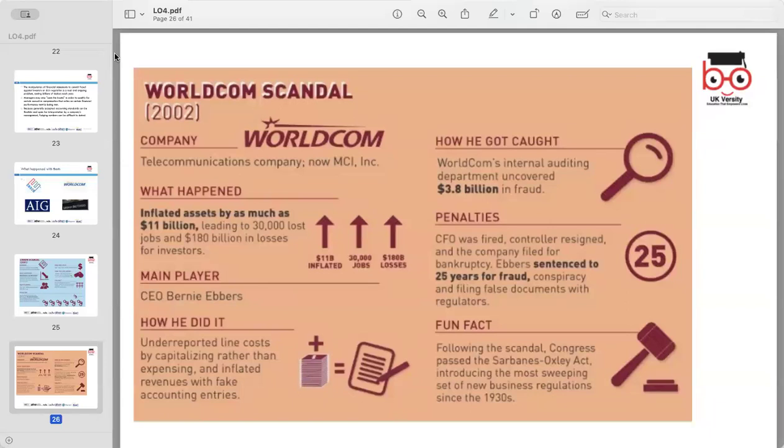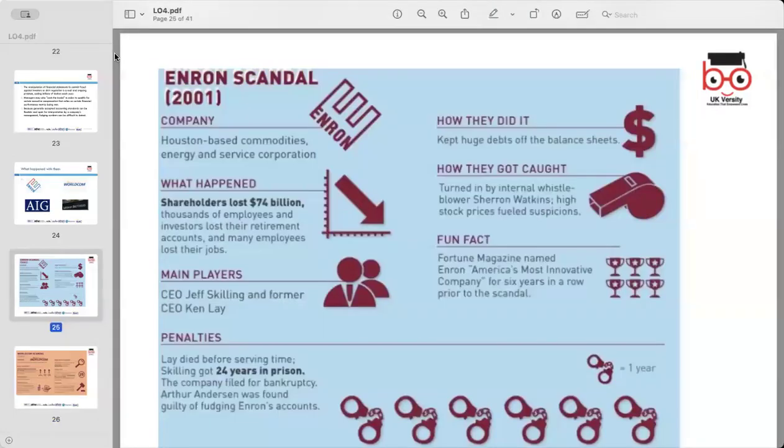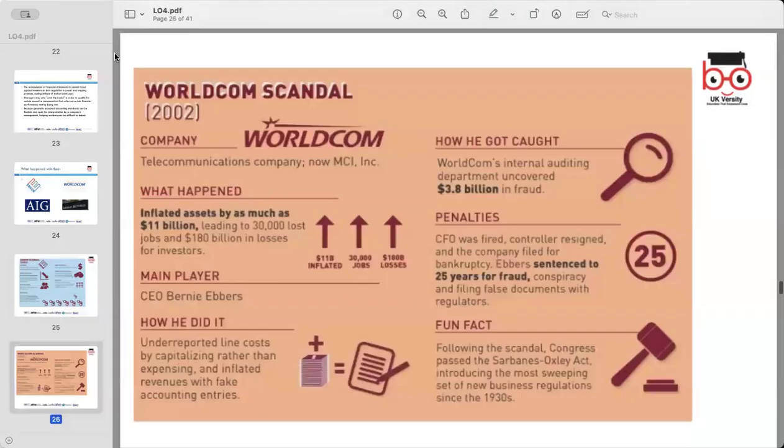But even now, Deloitte, KPMG, they're being fined, and not just a couple of million here and there. They're being fined hundreds of millions of dollars or pounds. Also, I can see here in front of me the WorldCom scandal 2002, and Enron 2001.